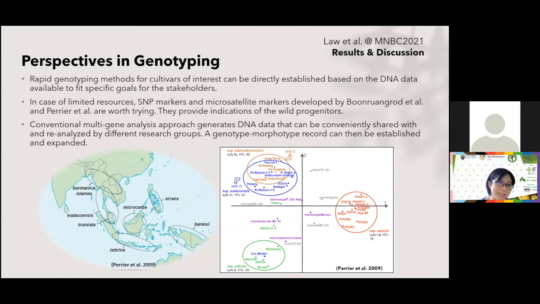I'm of the opinion that rapid genotyping methods for the cultivars of interest can actually be directly obtained or established based on the DNA data available, to achieve specific goals for the stakeholders or smallholders. In case of limited resources, everyone knows that funding is very limited. So we have very limited resources, manpower, and funding.